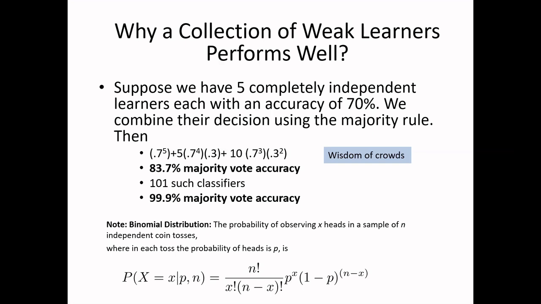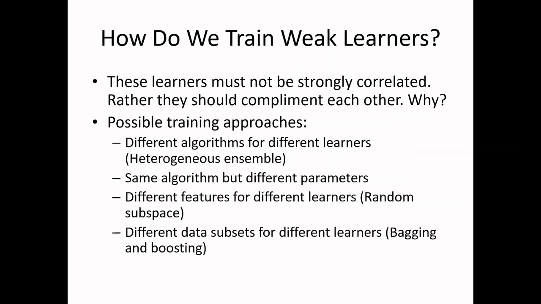The formula below is basically the formula for the binomial distribution, and with that you can calculate these probabilities. So it's good to know that, yes, we can do that. The question is, what are the requirements, or how do we train these weak learners? And what are the characteristics that we should keep in mind while building such a collection of weak learners?